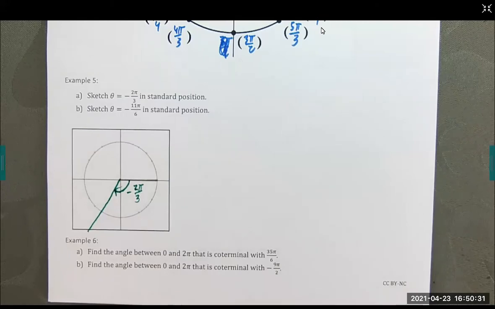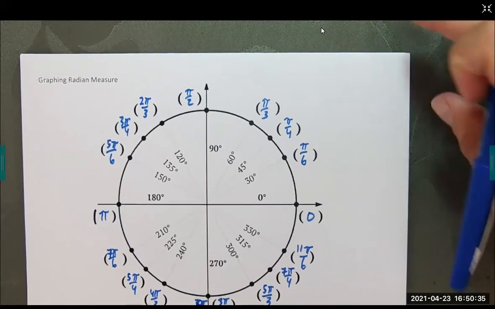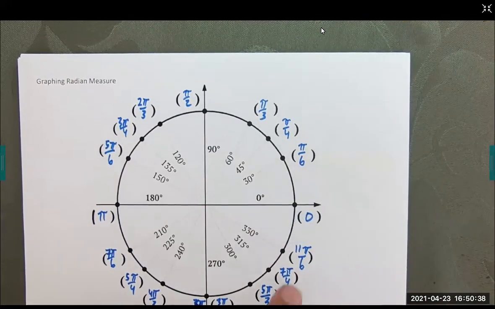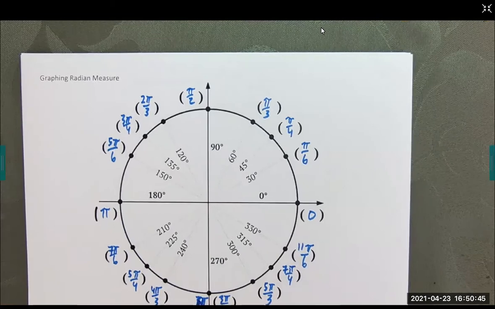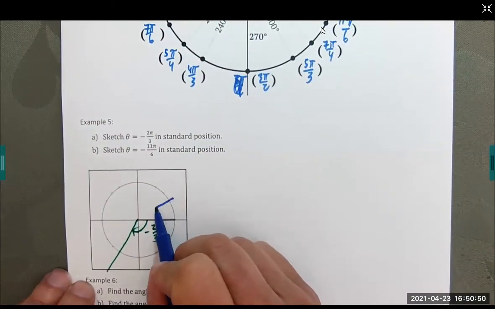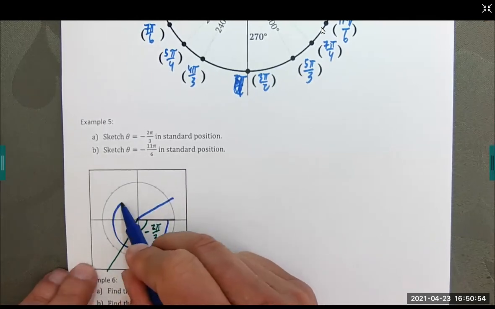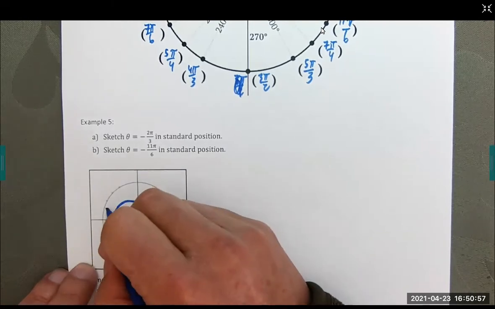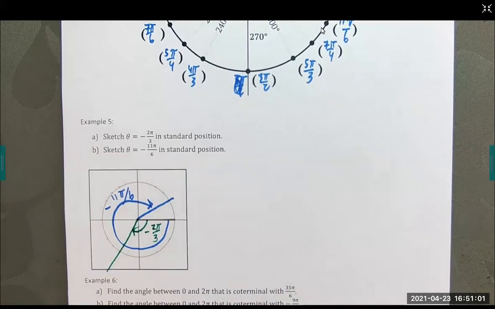Negative 11 pi over 6. If we use our circle up here, negative 11 pi over 6. Now notice 11 pi over 6, that's almost all the way around. So we're going to go all the way around to there. So pi over 6 is going to be there. And this is going this way. That's negative 11 pi over 6. We did it.